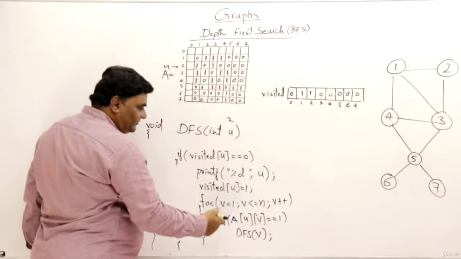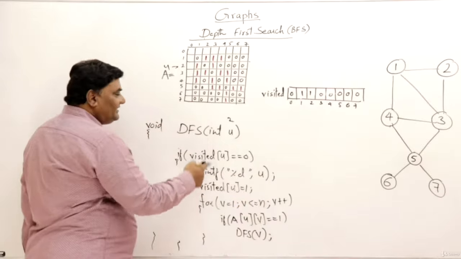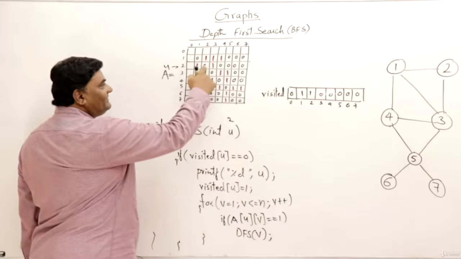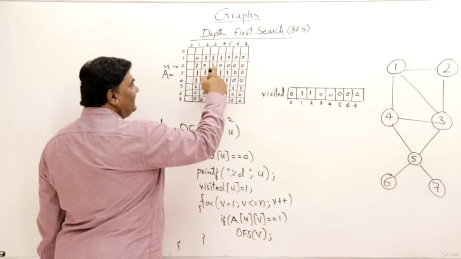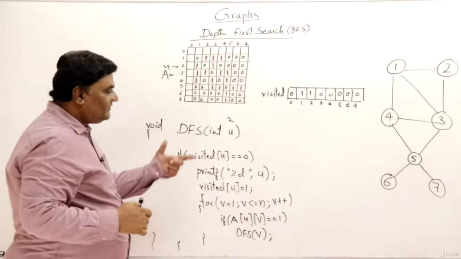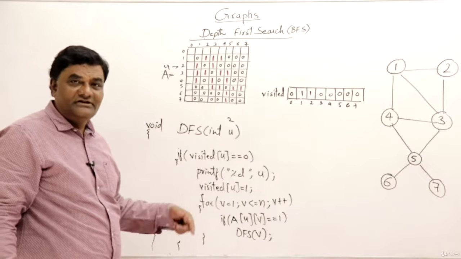So it will scan through this one. First one V, it's already visited, so nothing will happen. Next 0, it's not 1, so it will not call upon this. Then upon 3 it will call. So it will call upon 3 again. So this is how it will continue.